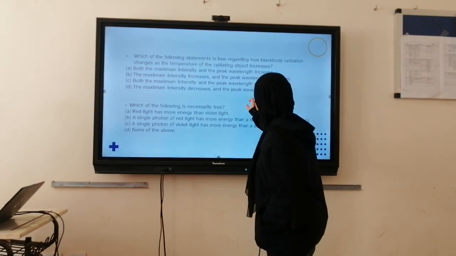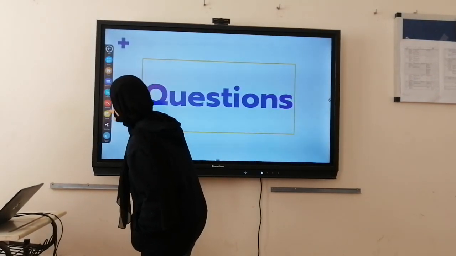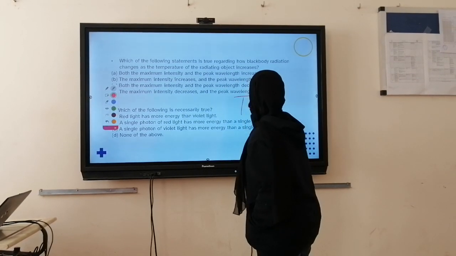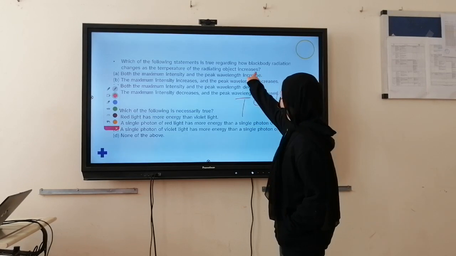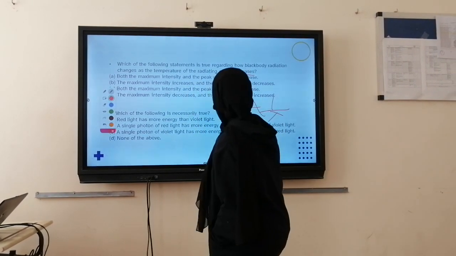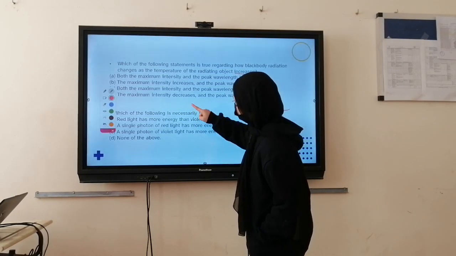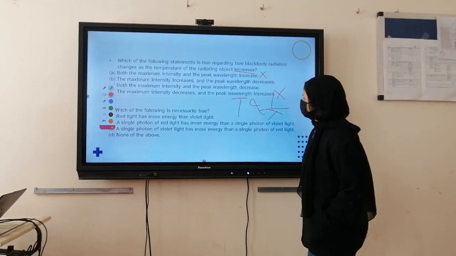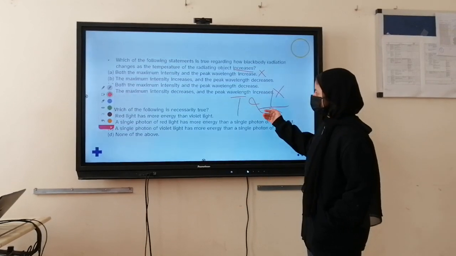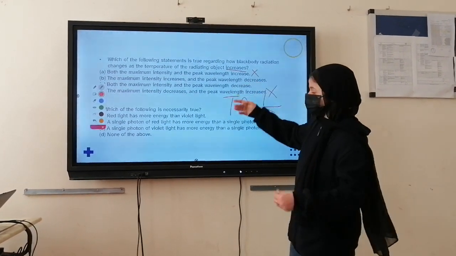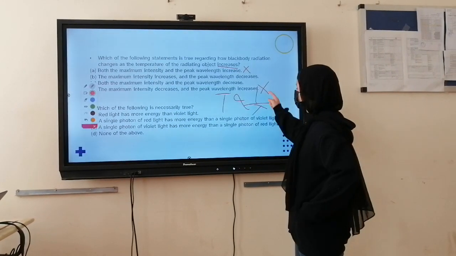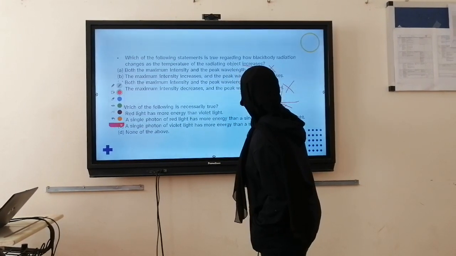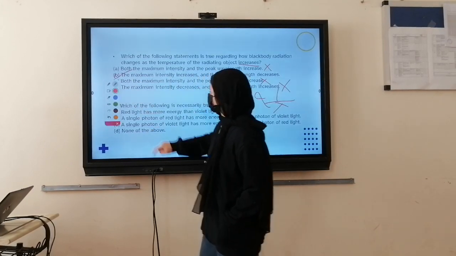As we know, the temperature is inversely proportional to the wavelength. So as the temperature increases, the wavelength increases. Okay, this is wrong. Also, as we know, the intensity is directly proportional to the temperature, so the intensity also will increase. This is wrong.